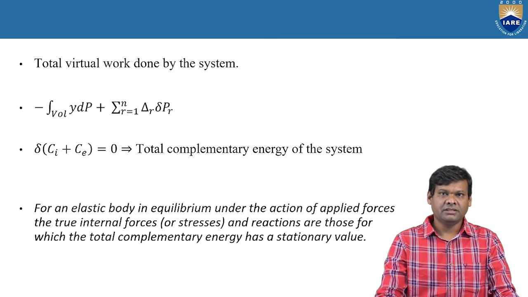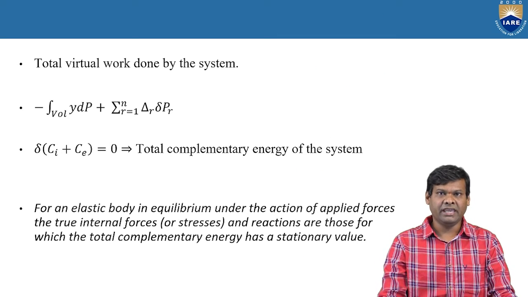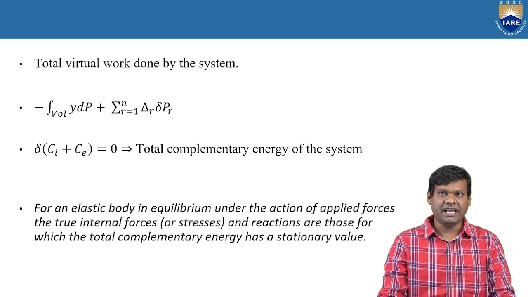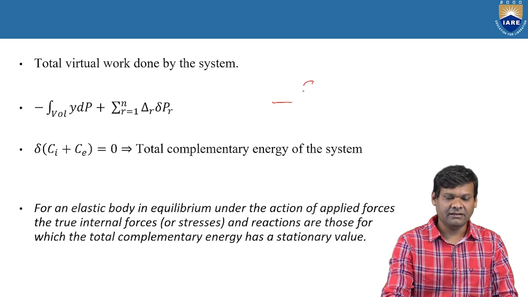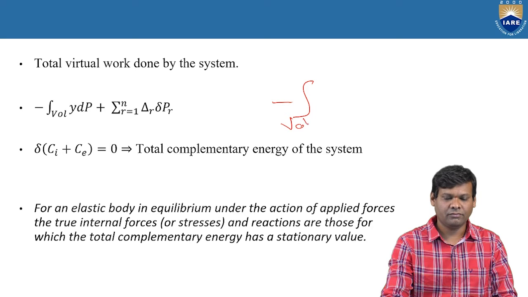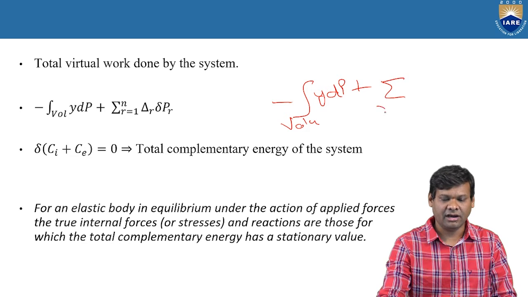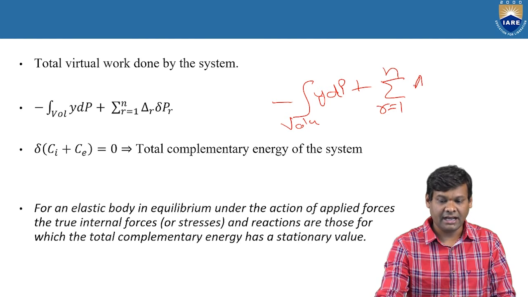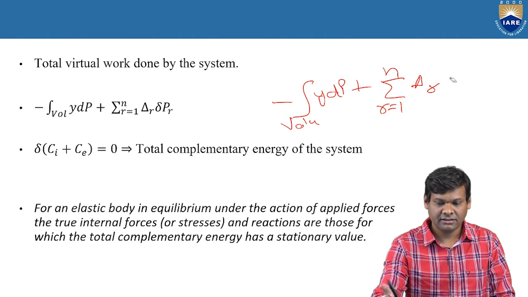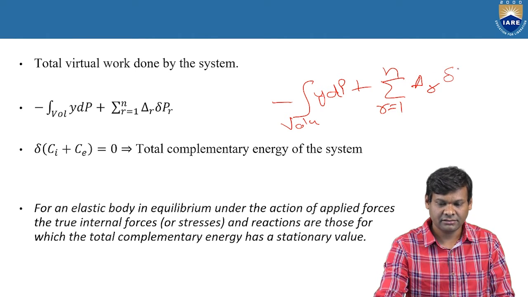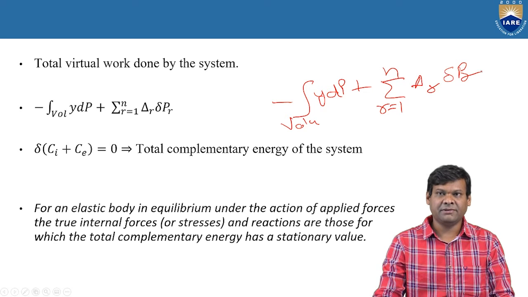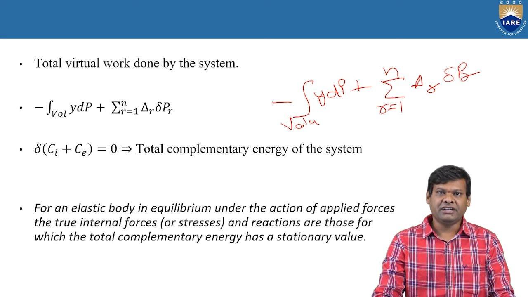Okay, now the total virtual work done by an elastic system is given as minus integral, along the volume, of y dp, plus the sum over r equal to 1 to n of delta r and delta pr. Sorry, this is delta pr. This is the mathematical statement for the virtual work done on a system.